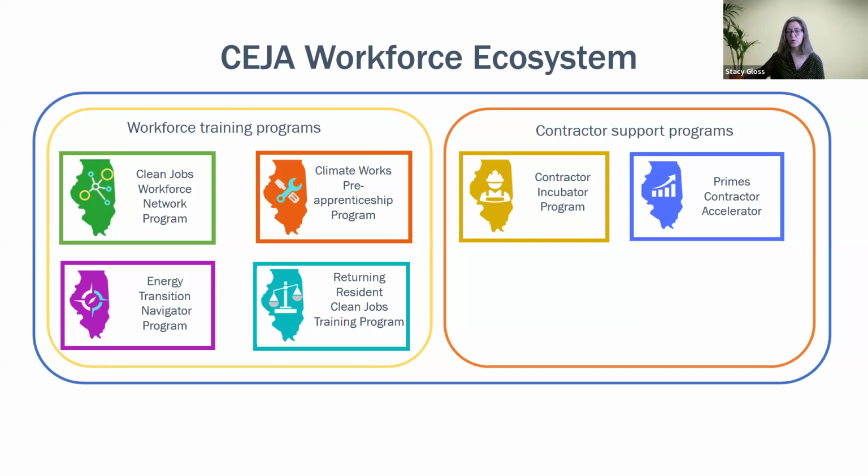On the top left, workforce training and support programs will provide training for workers for clean energy jobs. On the right are the contractor business support programs, which include the Contractor Incubator Program and the Primes Contractor Accelerator Program. The programs will really need to work together to engage employers, engage contractors and industry leaders, and union apprenticeships to facilitate job placement and to facilitate work-based learning opportunities. These workforce programs cannot exist without strong partnerships and employers.